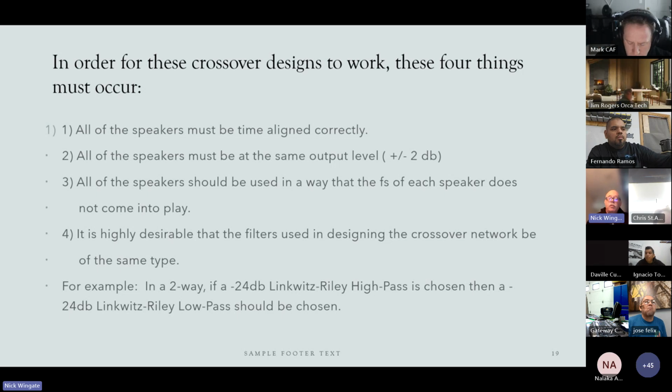But if you don't, this way right here makes life easier. So if you're using a 12 dB Butterworth on a high pass, try and use a 12 dB on the low pass and make it the same type of filter. It makes things easier trying to get them to phase align better.